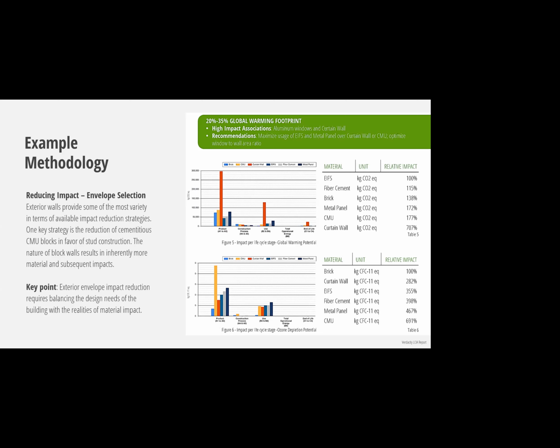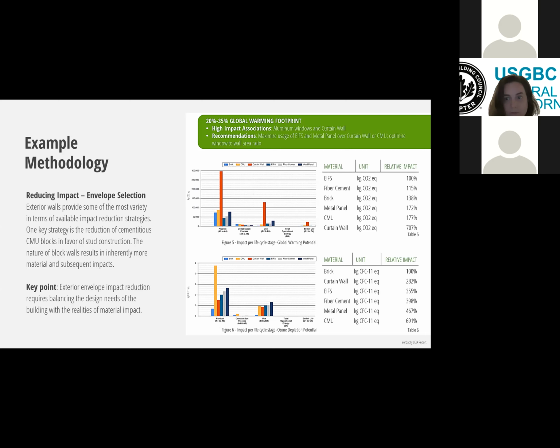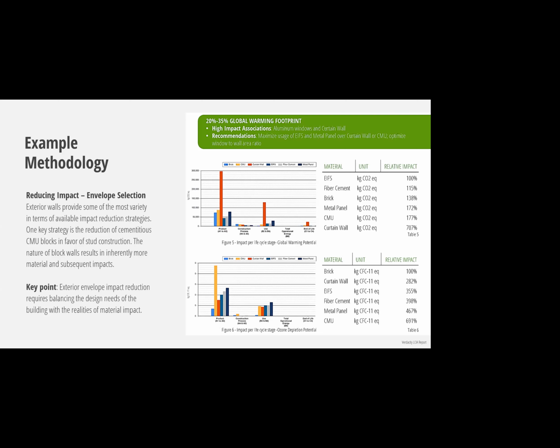We can see that a curtain wall, for the same square footage, actually has 7 times the impact in terms of CO2 emissions, with a whole range of different assemblies in between those two. And in some cases, this does match up well with the budget. And obviously, curtain wall is a very expensive exterior system. It tends to not perform as well in terms of energy efficiency.